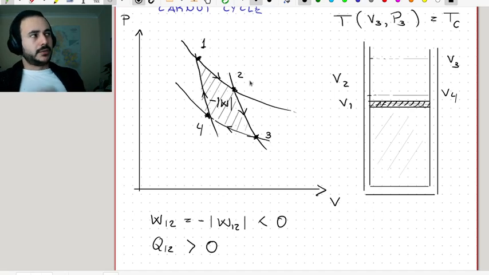And right now we're going to see another ideal cycle, which is the Otto cycle, that is fundamentally different from these two-temperature types of cycles. And the Carnot cycle cannot be directly compared with the Otto cycle, as we're going to see in a moment.